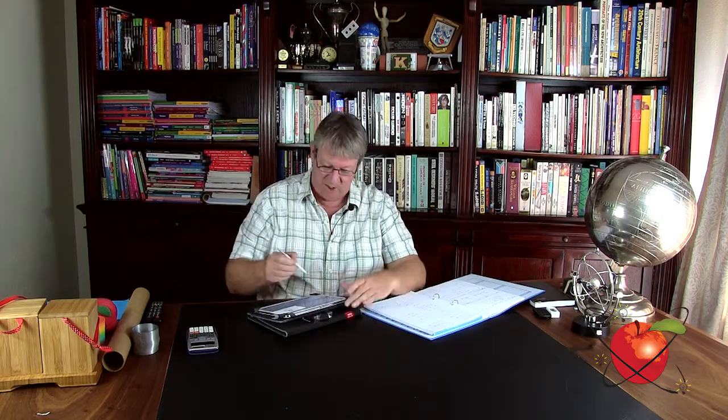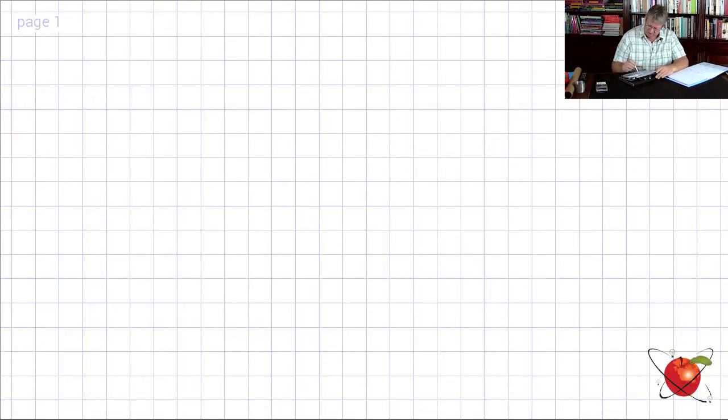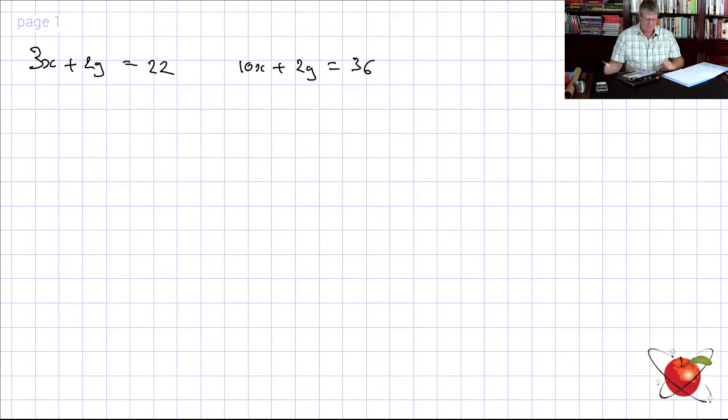Right, we're going to look at finishing off the simultaneous linear equations one last time. If you remember, I was doing one and was doing it quickly. It was this one, okay? Just let me check, I've got it in color. Remember, I had 3x plus 2y equals 22 and 10x plus 2y equals 36, okay?